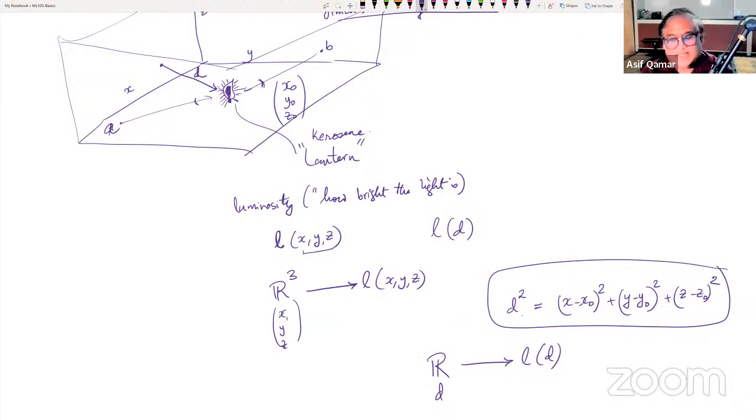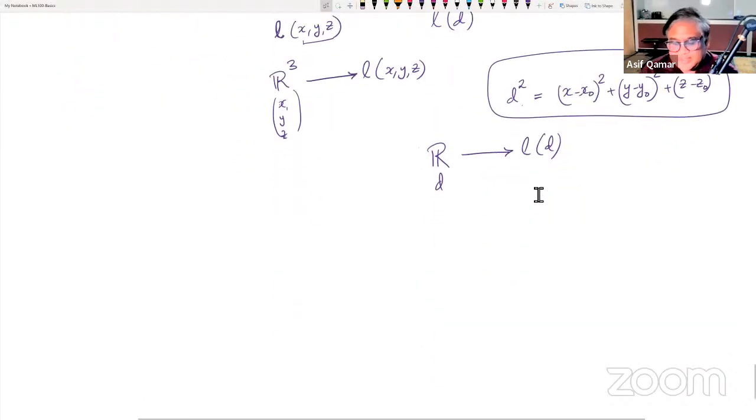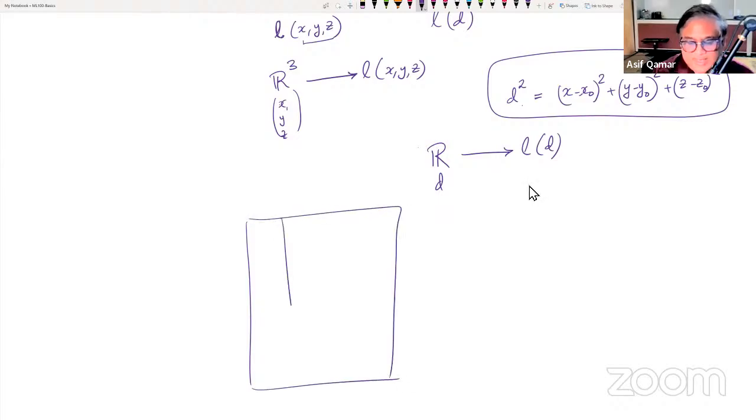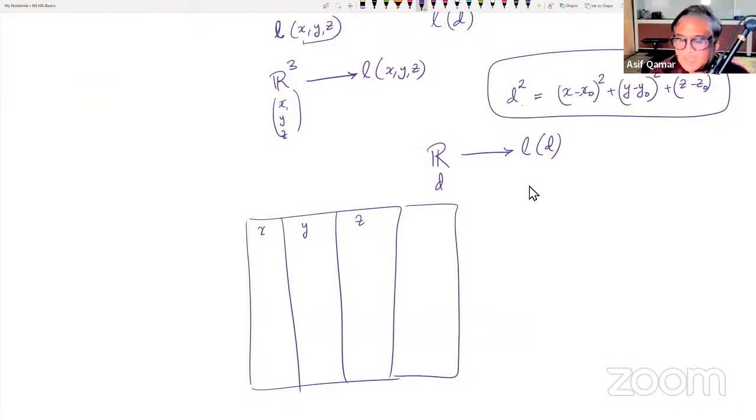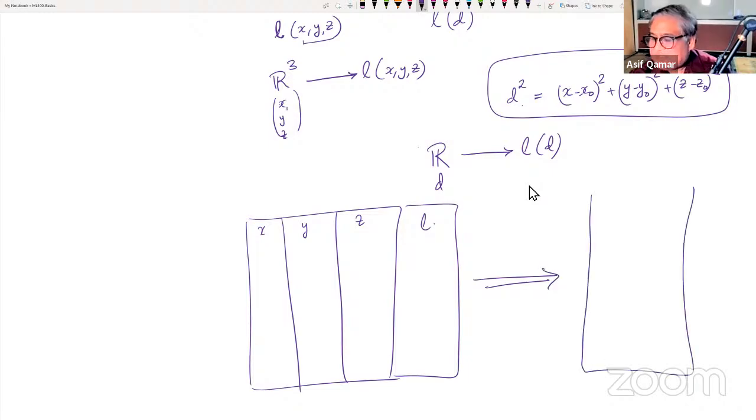The fact that machines can do that is quite remarkable. And this is again a situation of dimensionality reduction. What did you do? You took data, let's say a table of measurements: X, Y, Z, and luminosity. You reduced it to a table with just two columns, distance and luminosity. Isn't it, guys? So you have some values here.